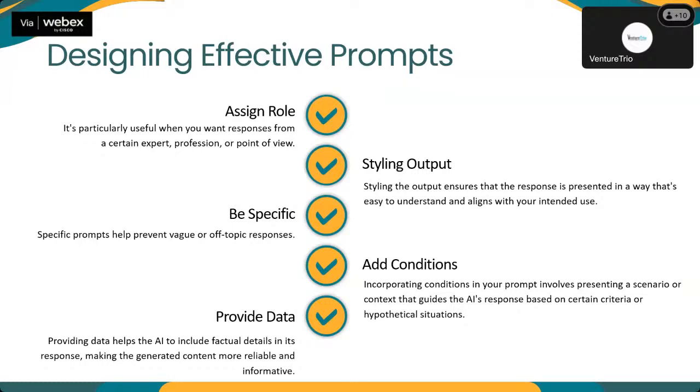Fourth one is add conditions. Incorporate conditions and instructions to direct the AI's response based on certain criteria or hypothetical scenarios. For example, we are asking to discuss renewable energy. So this is a simple query. How can we ask the same query in a scientific way, in an engineering prompt?